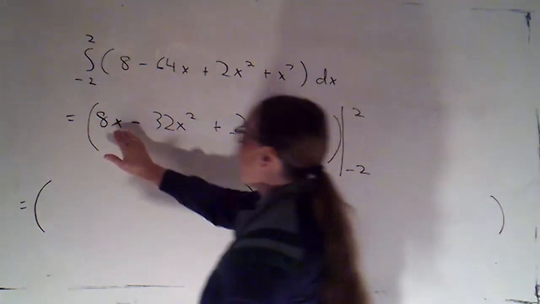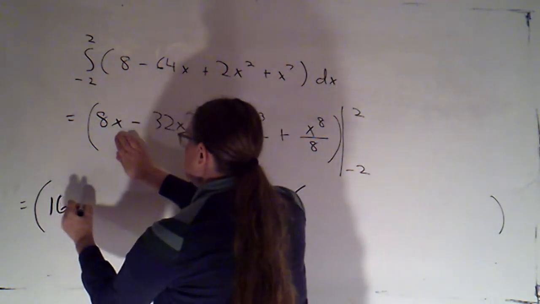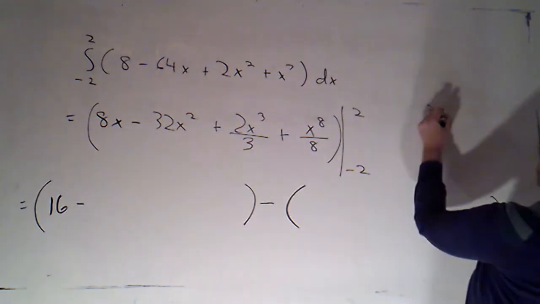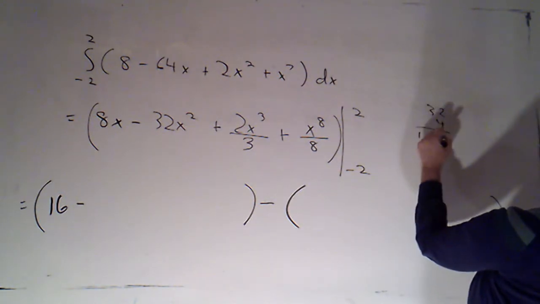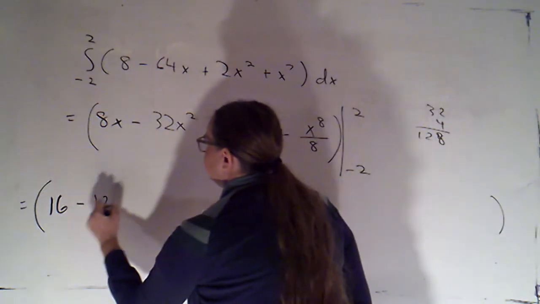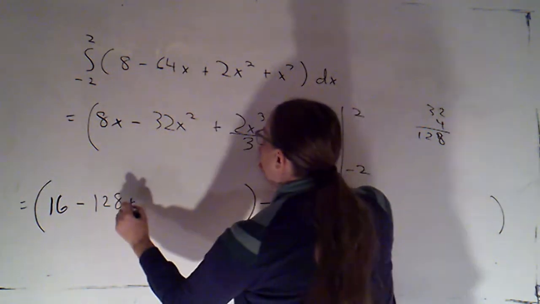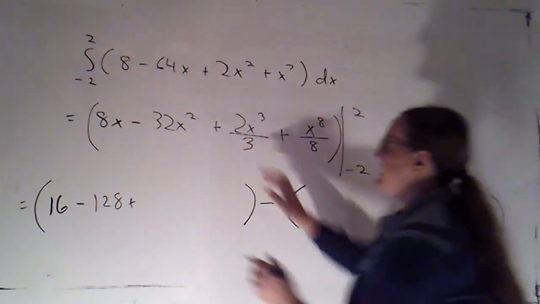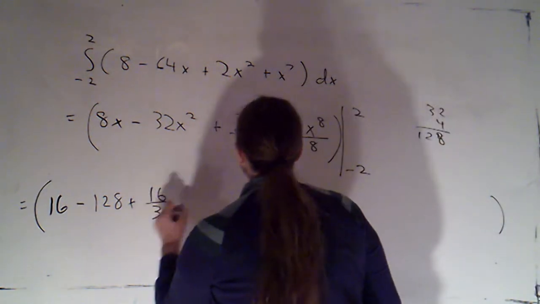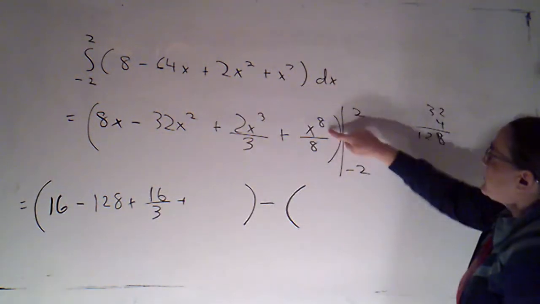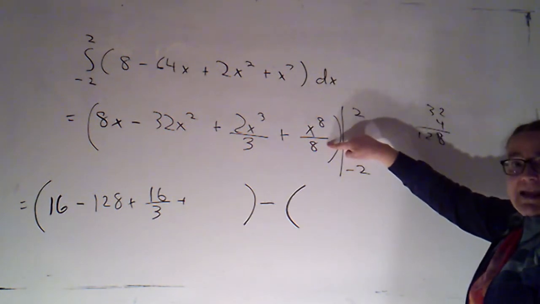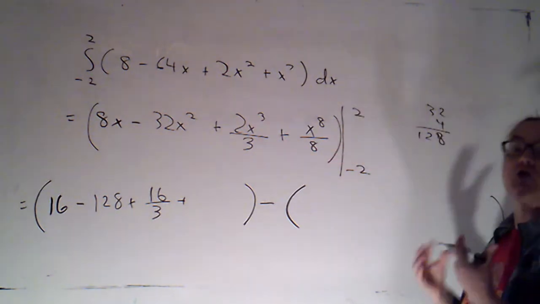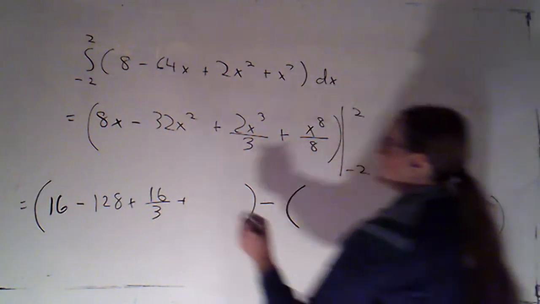Plugging in 2, 8 times 2 will be 16, minus 2 squared is 4, 32 times 4 is 128, plus 2 cubed is 8, times 2 is 16, over 3, plus we've got 2 to the 8th divided by 8. Now 8 is just 2 cubed, so this whole thing will become 2 to the 5th, which is 32.